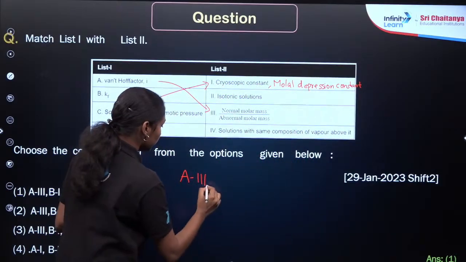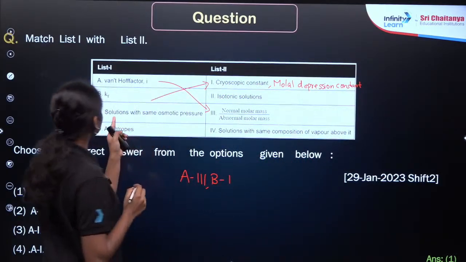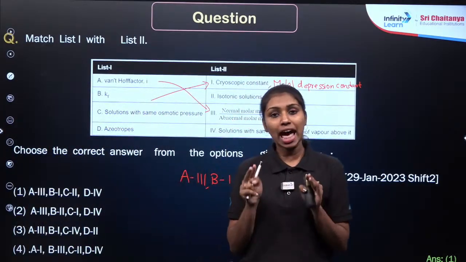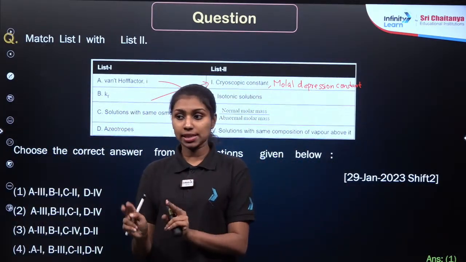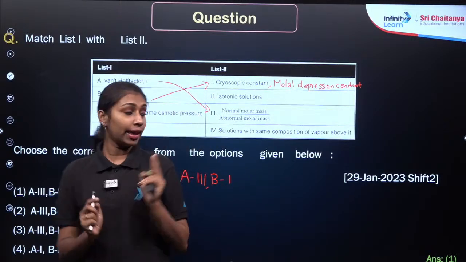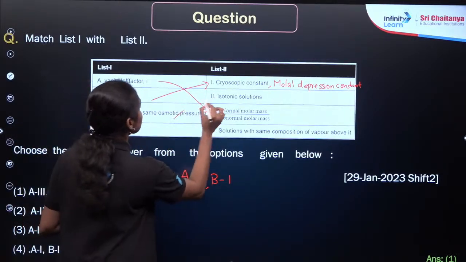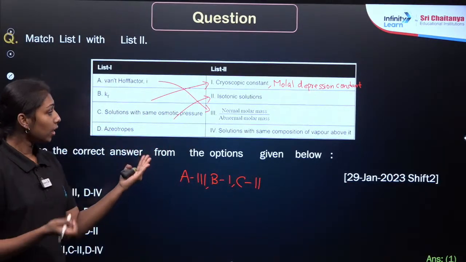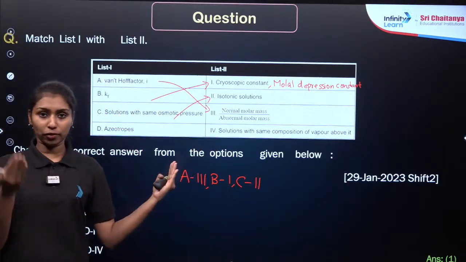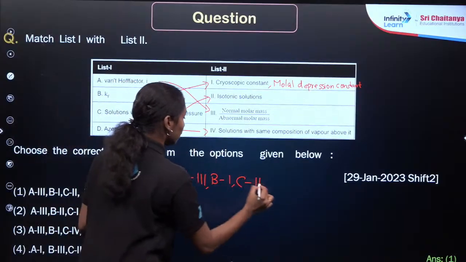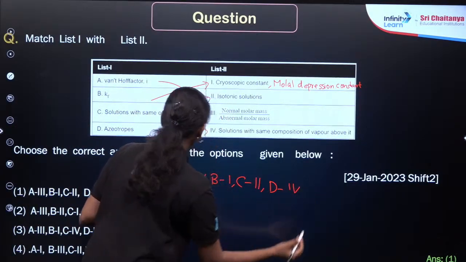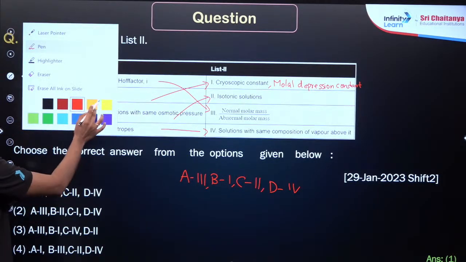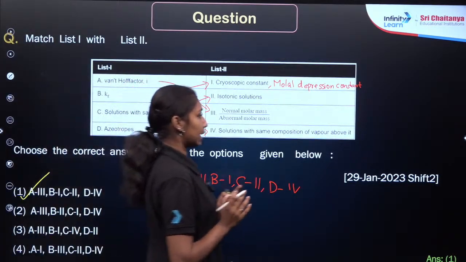So B goes with 1. Then solutions with same osmotic pressure, as we already know, two solutions having the same value of osmotic pressure are known as isotonic solutions, right? So C stands for 2 here. Then obviously the last one, azeotropes, are solutions with the same composition of vapor above them, right? So D goes with 4. So as you can see, option 1 will be the correct answer here. I hope you understand. Clear?